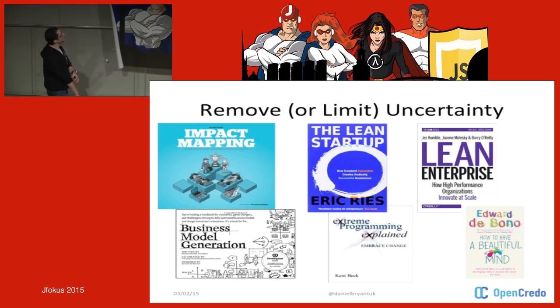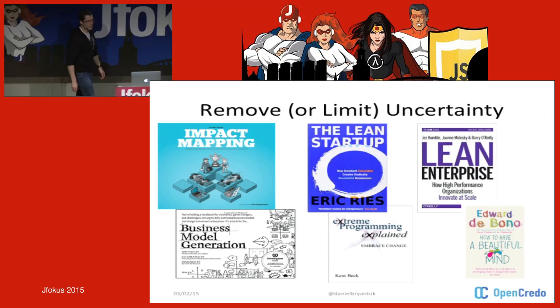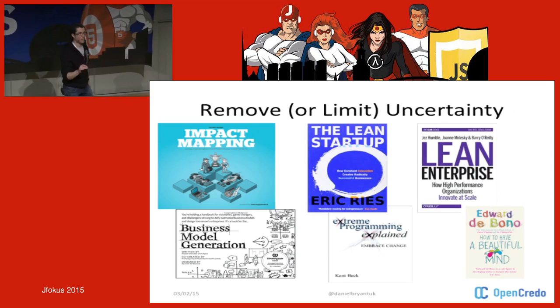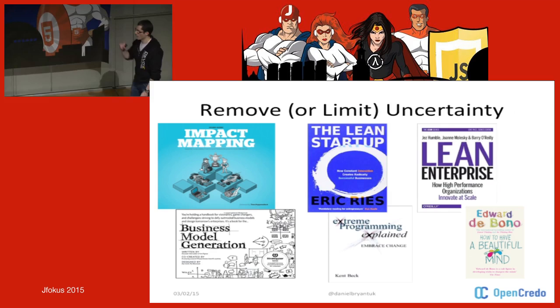So I'm going to recommend a few more books. I appreciate there's a lot of books coming at you. I will share the slide deck afterwards as well. But Impact Mapping is an amazing book for figuring out what impact you actually want to make as a person or as a business. Superb little book by Gojko. And he's got some great presentations online that are well worth looking at as well.